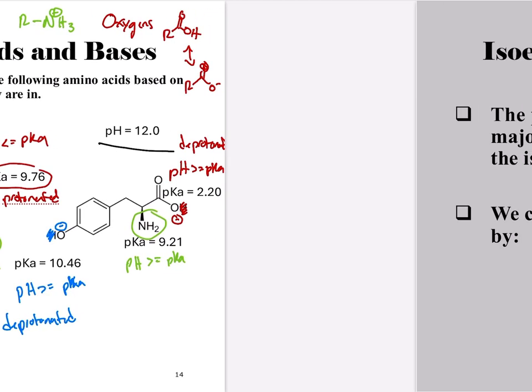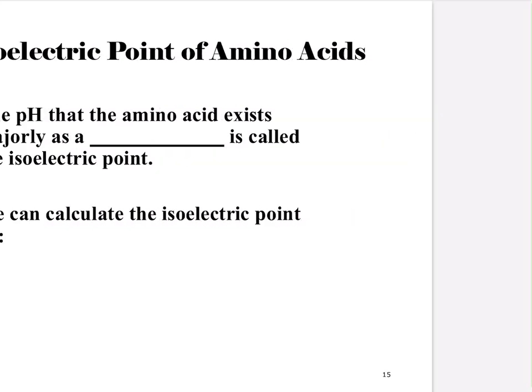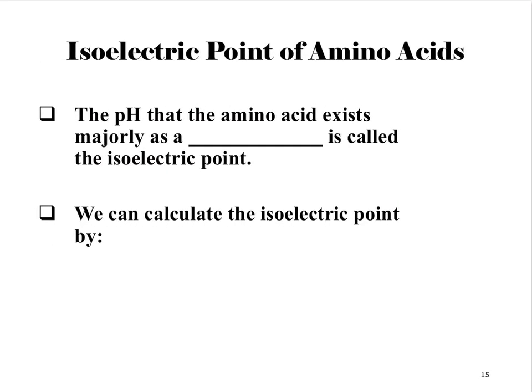All right. Okay, so the last thing for amino acids, I believe this is the last slide, is something called the isoelectric point. The pH at which the amino acid exists majorly as what's called a Zwitterion is called the isoelectric point. So has anyone heard Zwitterion before?